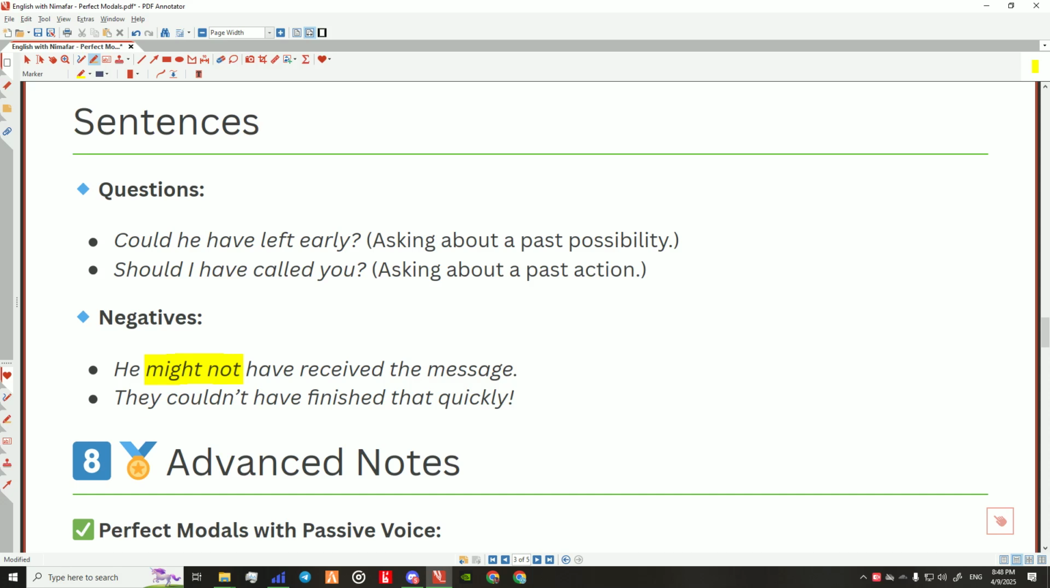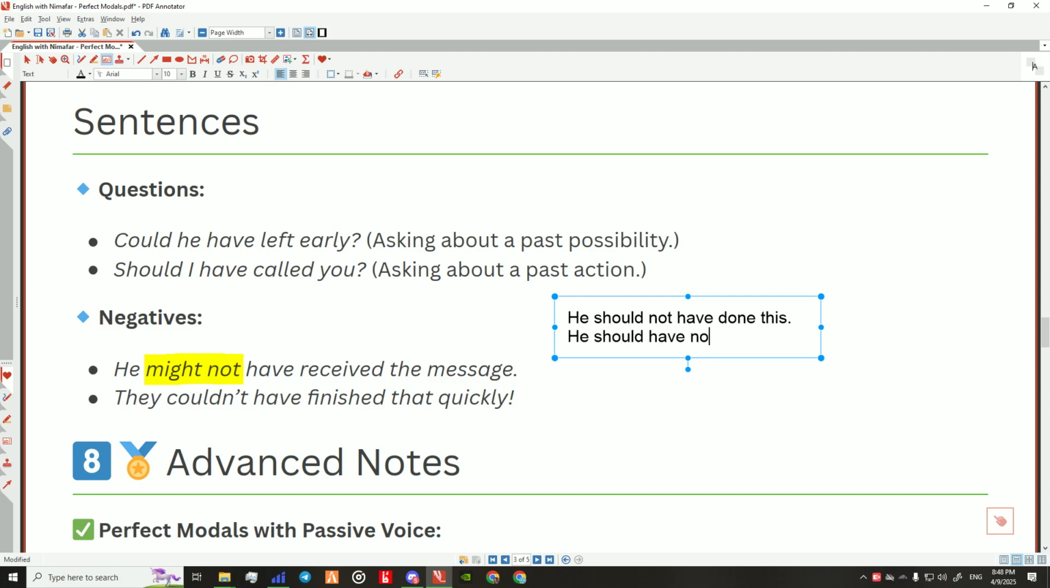Another question. He might not have received the message, or he might have not. Where should we put this not? For example, he shouldn't have, or let me put it this way. He should not have done this, for example, or he should have not done this. Something we also have in present perfect, past perfect, something like this. Or specifically in future perfect, I will have done. I will not have done, I will have not done.